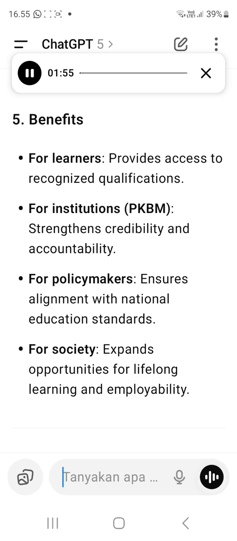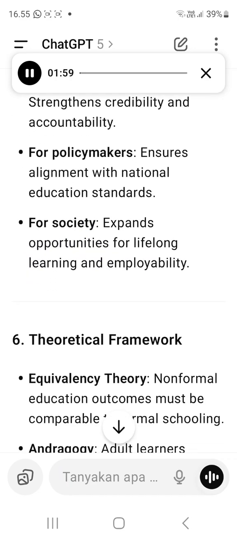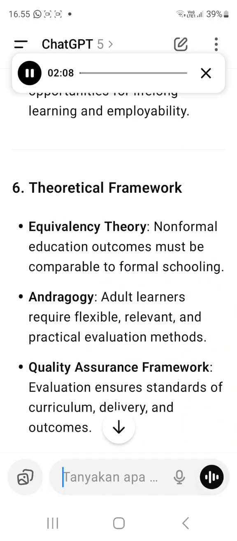Theoretical framework, equivalency theory. Non-formal education outcomes must be comparable to formal schooling. Andragogy, adult learners require flexible, relevant, and practical evaluation methods. Quality assurance framework, evaluation ensures standards of curriculum, delivery, and outcomes.